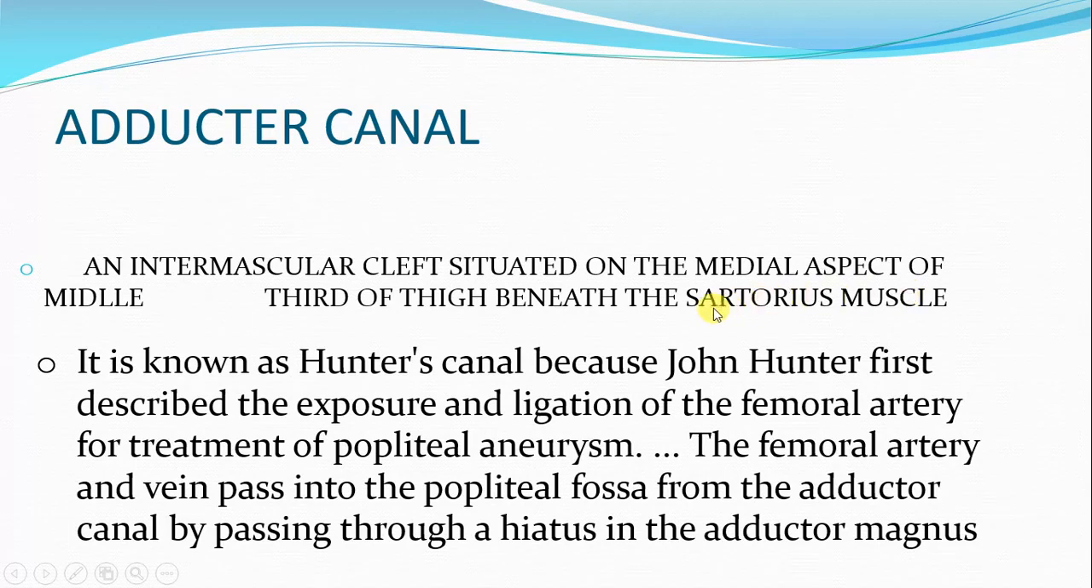It means it's not a straight one, because we have seen the sartorius muscle, which is oblique, extending from the anterior superior iliac spine to the medial condyle of the tibia. So it's not a straight canal, it's oblique. That's what I understood. And this is in the middle third of the thigh. I know that above was the femoral triangle, so the adductor canal should be below the femoral triangle.